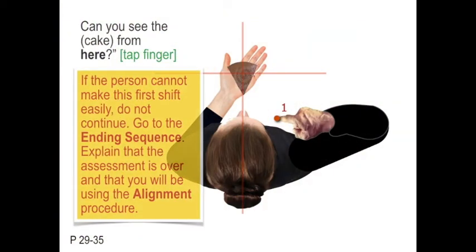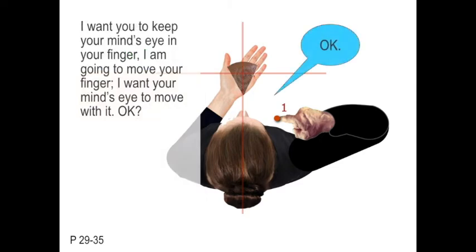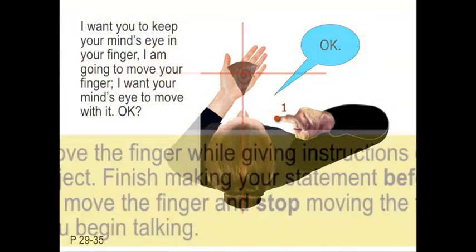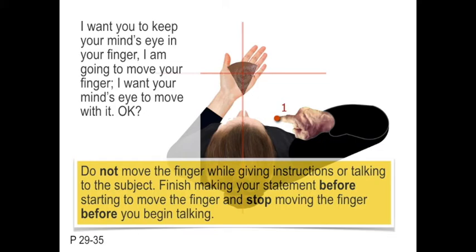If the person cannot make this first shift easily, do not continue. Go to the ending sequence. Explain that the assessment is over and that you will be using the alignment procedure. I want you to keep your mind's eye in your finger. I'm going to move your finger. I want your mind's eye to move with it, okay?